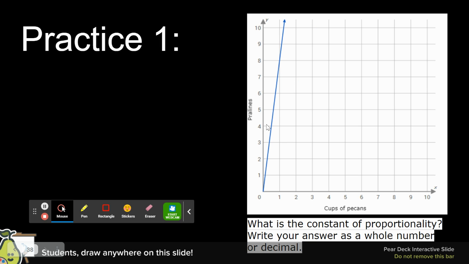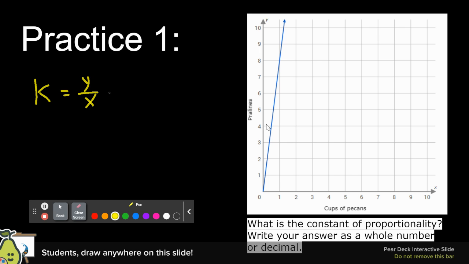Go ahead and look at this one and see if you can find the constant of proportionality. All right, so again, our constant of proportionality is going to be y over x. And it's specifically going to be when x is 1, right? And this is a nice problem for us because we can see right here, when x is 1, y is 8. So that tells me right there that my constant of proportionality is 8. So k equals 8.